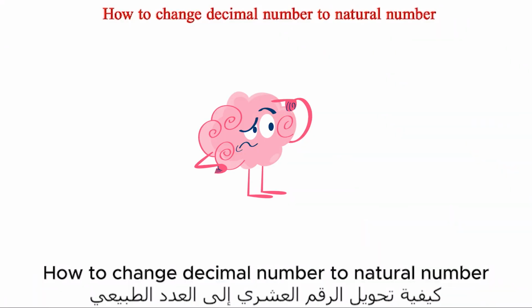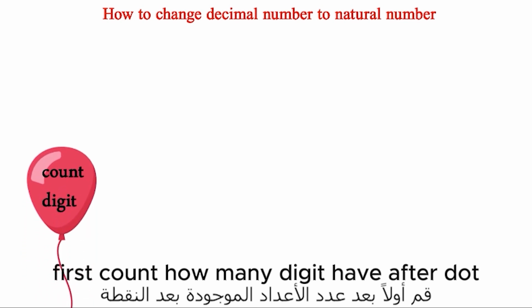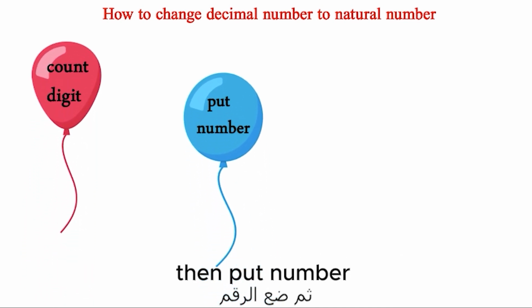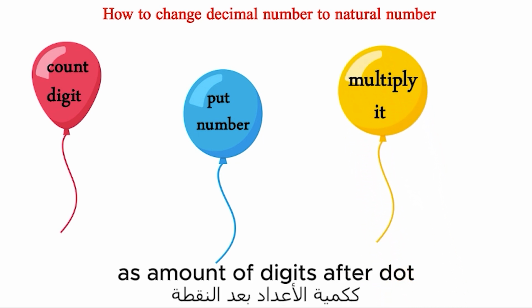How to change a decimal number to a natural number. First count how many digits there are after the dot. Then put the number and multiply it by 1 with zeros as the amount of digits after the dot.